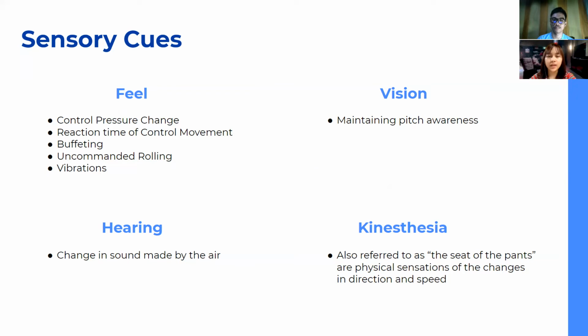Vision is about maintaining pitch awareness. Hearing is noticing the change in sound made by the air flowing along the airplane structure as speed decreases. And kinesthesia, also referred to as the seat of the pants sensations, is the physical sensation of changes in direction or speed.